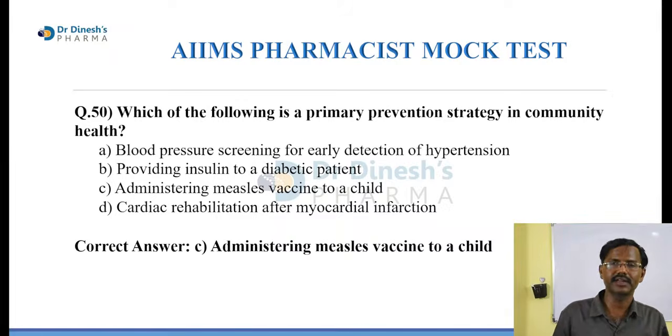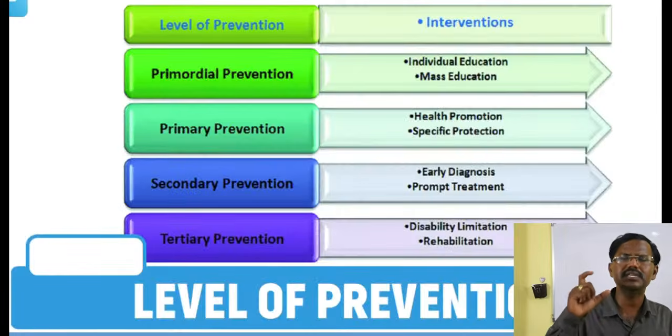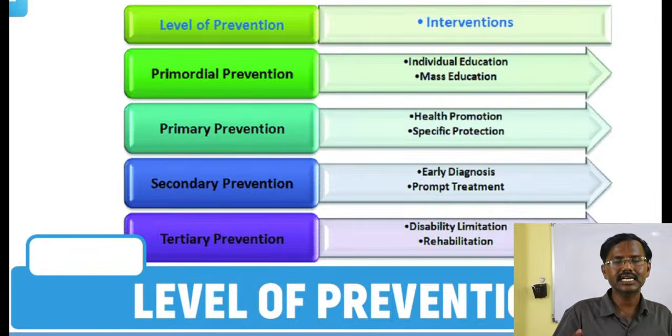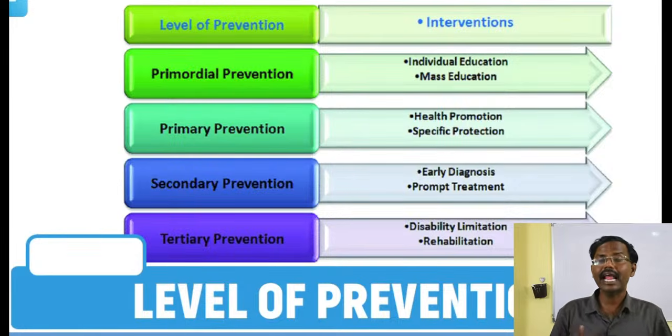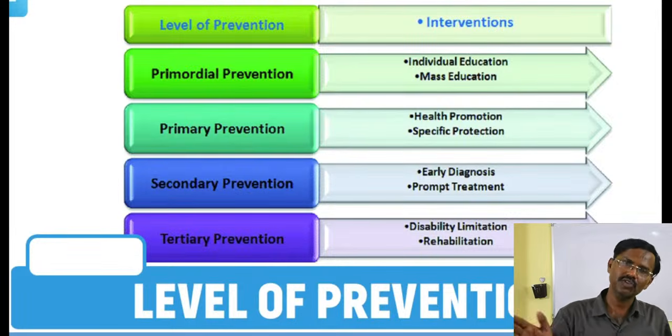So we will see the different levels of prevention. The first prevention step is primordial, where we can educate the large population. That's the first, basic prevention, called primordial prevention. And second is primary prevention. Primary prevention we can do by vaccination, and then health promotion, how to consume nutrition. If you do that health promotion, obviously you will prevent the diseases.